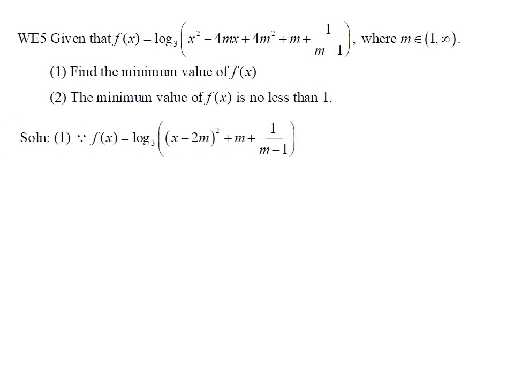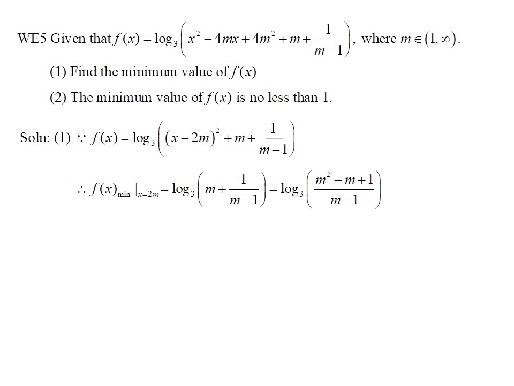As for the first question, we transform the argument of the logarithmic expression to its turning point form so that we have f(x) equals logarithm base 3 of ((x minus 2m) squared plus (m plus 1) over (m minus 1)). According to the turning point form, when x equals 2m, f(x) reaches its minimum value, which is logarithm base 3 of the result of (m squared minus m plus 1) over the result of (m minus 1).